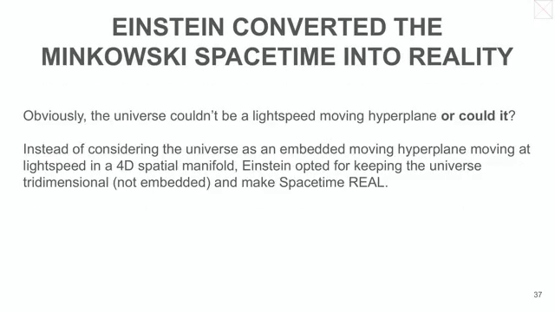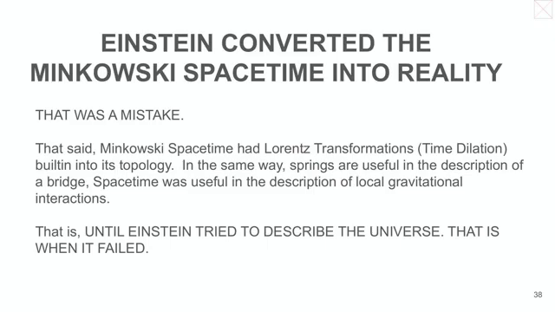Mistake of Minkowski spacetime. However, treating Minkowski spacetime as a physical reality was a mistake. Instead of viewing the universe as an embedded, light-speed moving hyperplane in a 4D spatial manifold, Einstein maintained a 3D universe and made spacetime a tangible entity. This decision was flawed. Minkowski spacetime error. Minkowski spacetime, with built-in Lorentz transformations, was useful locally but inadequate for describing the entire universe. Einstein's general relativity succeeded locally but failed to provide a comprehensive model of the cosmos.